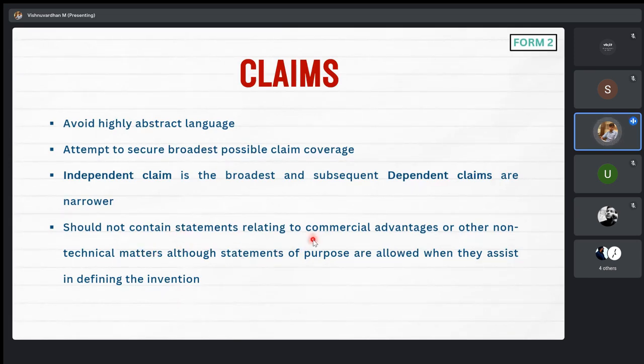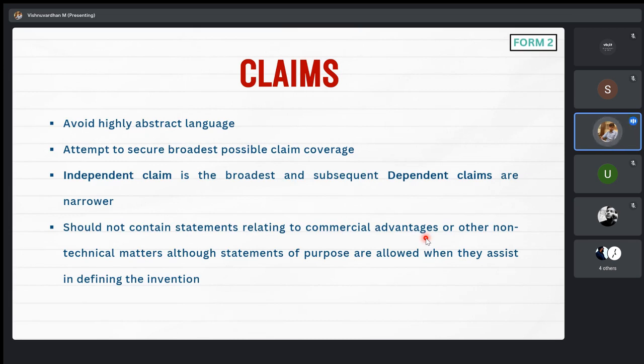Claims should not contain statements relating to commercial advantages. Don't say in your claims that it's the fastest printer in the market. Nobody cares about that. Don't advertise your product in the claims. Claims have to be very strict. Just say that your invention is this: this is the dimension, this is the composition, and this is what you're trying to protect.